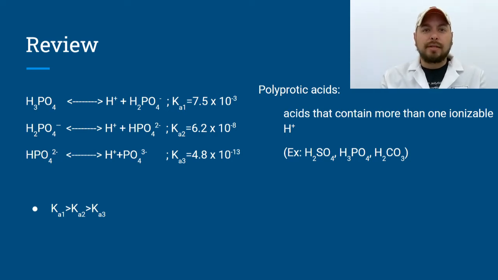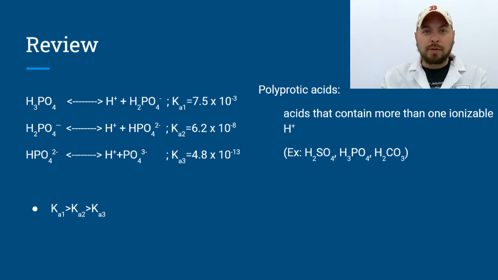Then we have a second hydrogen that pops off. Now, the thing to note about that second hydrogen that comes off is it's actually coming off of the conjugate base of the first hydrogen that has popped off. So when the first hydrogen pops off of H3PO4, it creates H2PO4-. Then the second acidic hydrogen pops off of the H2PO4- to create HPO4 2-. And then there's the third acidic hydrogen popping off, which creates PO4 3-.